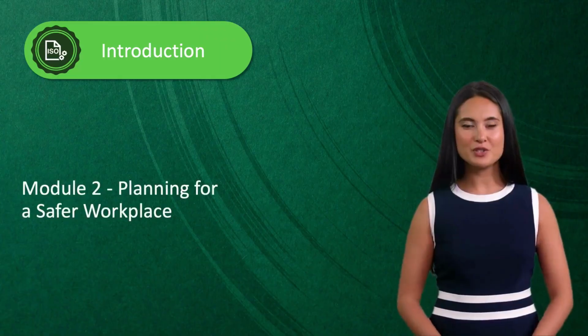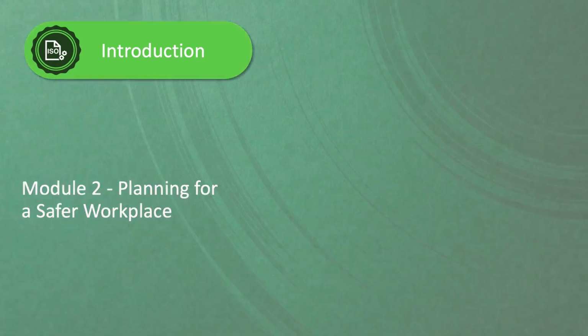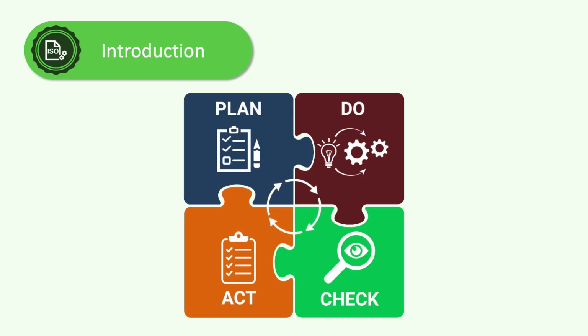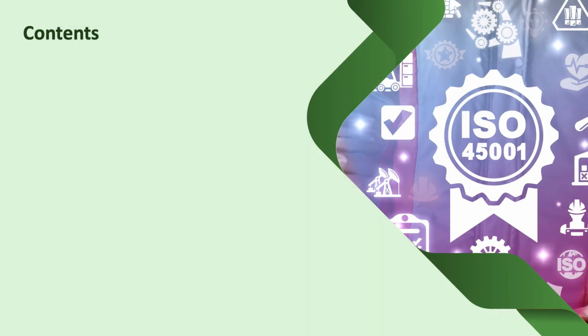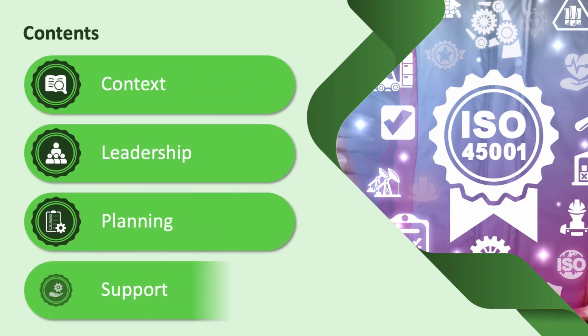Welcome to Module 2 of this Introduction to ISO 45001 training course, Planning for a Safer Workplace. If you recall, the plan, do, check, act, PDCA cycle forms a broad structure that the standard follows and the clauses map onto it. This module encompasses the plan stage, which are clauses 4, 5, 6, and 7 of ISO 45001, which we will examine in the following sections: context, leadership, planning, and support.